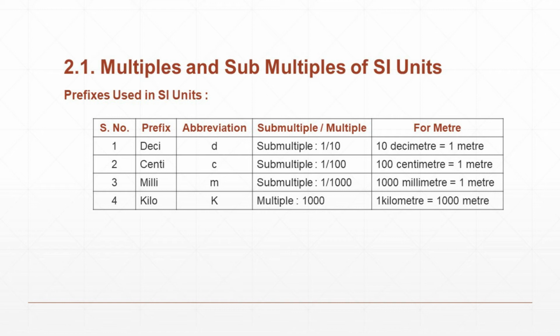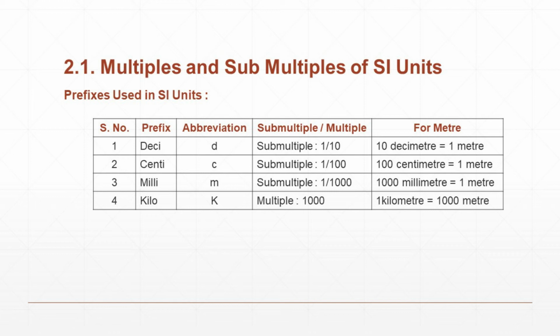Let us learn what words are used here as prefixes. Deci, that is submultiple 1 by 10. 10 decimeters is equal to 1 meter. Submultiple centi, that is 1 by 100. 100 centimeters is equal to 1 meter. Submultiple milli, that is 1 by 1000. 1000 millimeters is equal to 1 meter. This one alone is a multiple. So 1000 meters is equal to 1 kilometer.